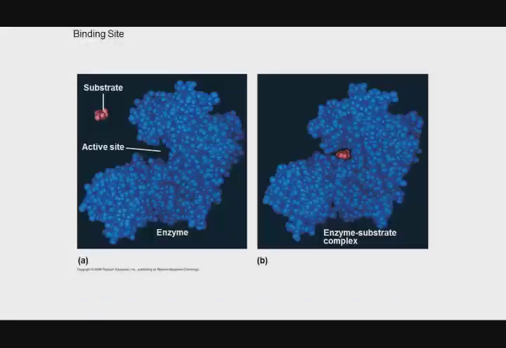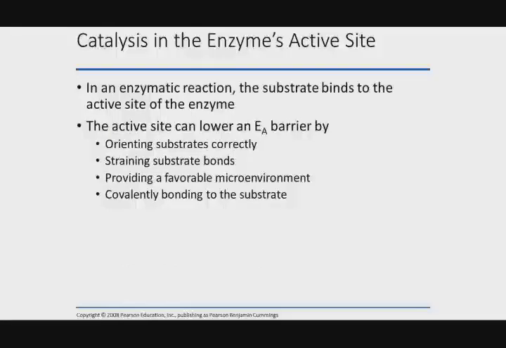So here you can see the substrate and the active site. The active site is going to be very specific for its substrate. But when they're put together, it actually changes the shape of the enzyme. And the enzyme-substrate complex is then going to be a different shape, so induced fit. So binding to the active site can lower the activation energy by orienting the substrates in a certain way, straining substrate bonds, providing a favorable microenvironment, and covalently bonding to the substrate.